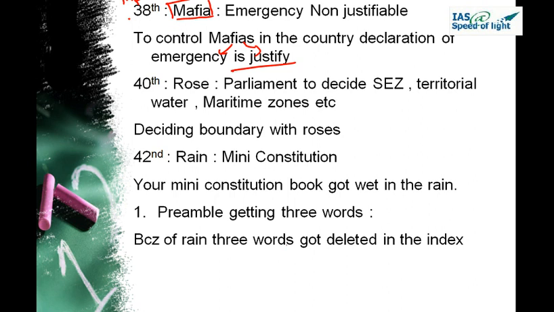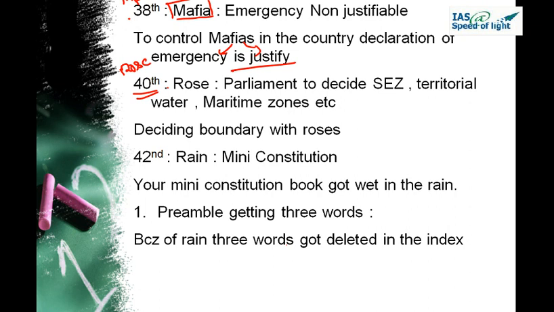40th Amendment Act, and 4 is R for us, okay, and 0 is S for us. So it becomes roses. Our picture for 40 is roses. Okay. And Parliament to decide special economic zones, territorial waters, and maritime zones.